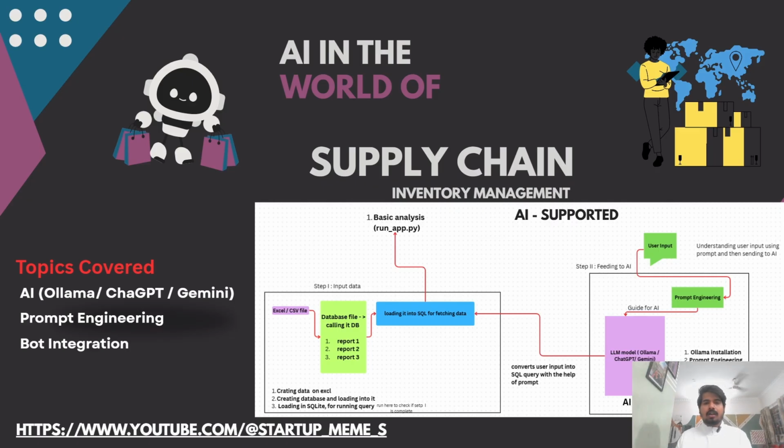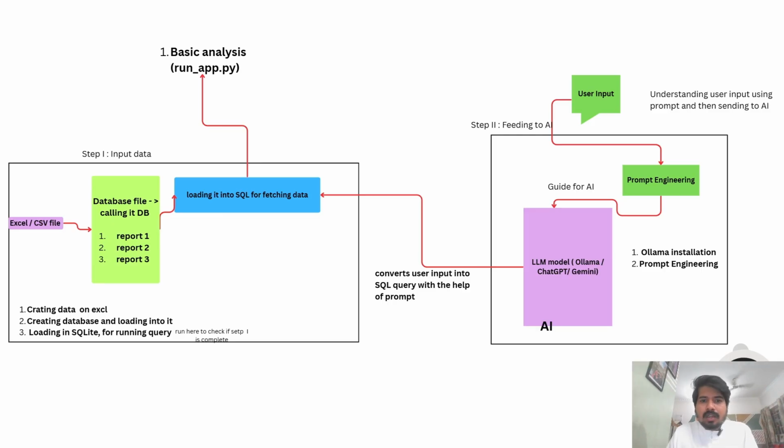Everyone, welcome to the third video in this series where we are creating a project in supply chain inventory management using AI. So just to have a quick recap, this is a flow chart. We talked about the data part, where we will have data in the Excel sheet, we will convert it into a database, and we will load the database into SQLite. So this part has been completed in the previous video. If you haven't seen it, go to video 2 of this series.